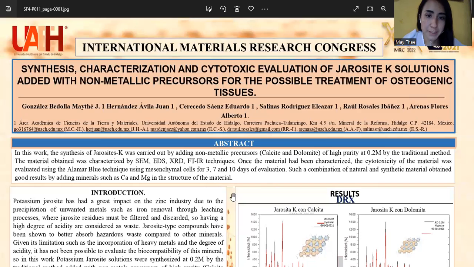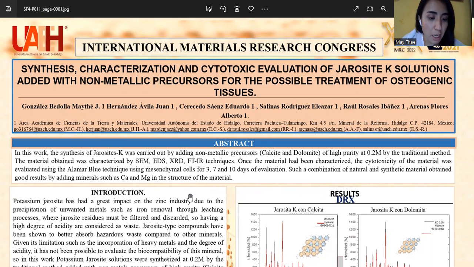Hello, my name is Maite, and today I will be talking about a research project called Synthesis, Characterization and Cytotoxic Evaluation of the Potassium Jarosite solutions added with non-metallic precursors for the possible treatment of osteogenic tissues.